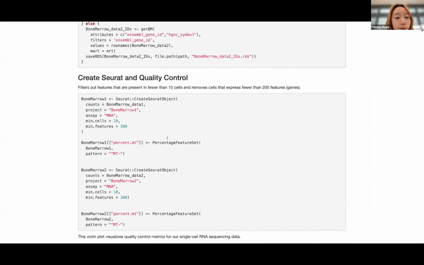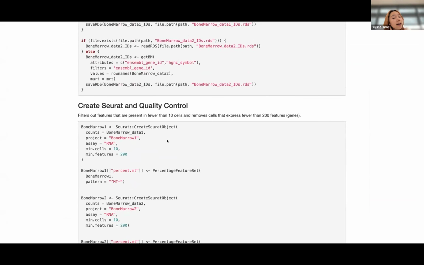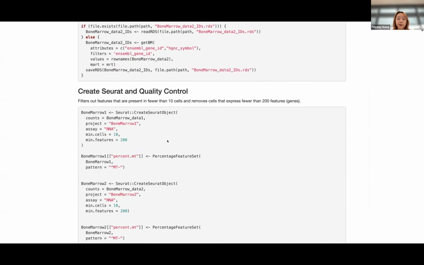Okay. So today I will introduce my pipeline for my final project, and I will use part 1 as an example because part 1 and part 2 are quite similar.